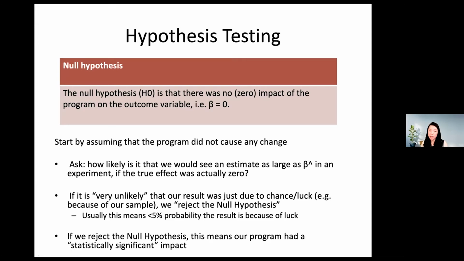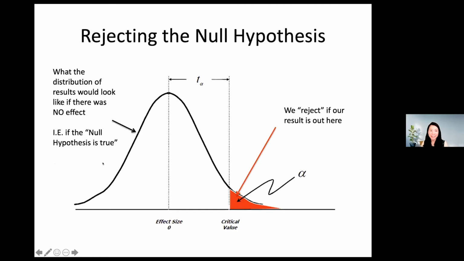So if it's very unlikely that our results are due to chance, like luck, and not because of the true impact of the program, then we reject the null hypothesis. So usually the 5% significance level means the probability that the result is because of luck. So if we reject the null hypothesis, this means our program had a significant impact. This is a little bit tricky to understand. Again, I use this graph to show you.